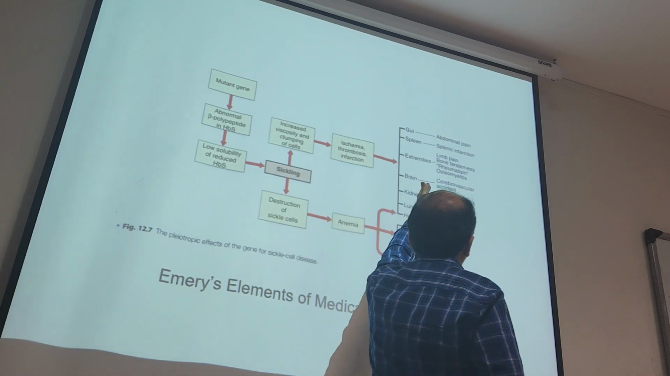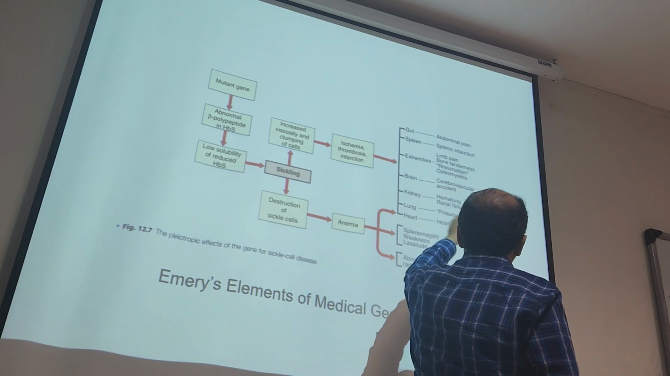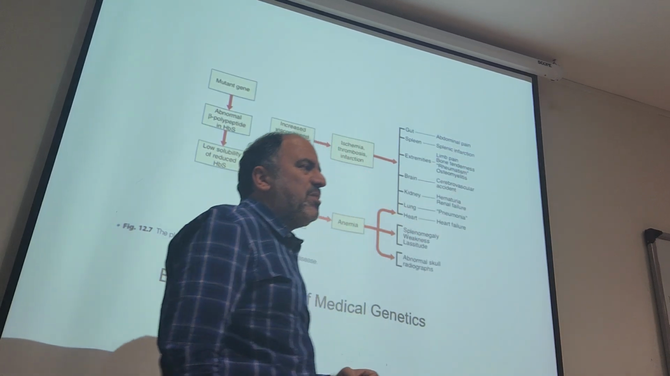In the extremities, it will be limb pain. In the heart, it results in heart failure. In the lung, it results in pneumonia. In the gut, it results in abdominal pain. It will be pleiotropy.